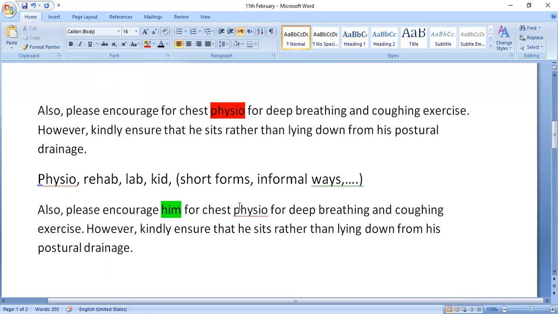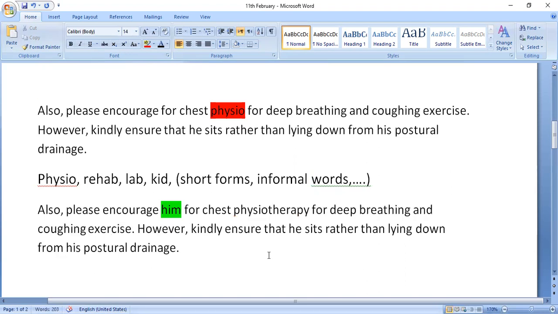Yes, excellent. Miss Farah says physiotherapy, Dr. Christine says physiotherapy, Dr. Fortune says in words in full. We can use common medical abbreviations like hypertension, HTN, diabetes mellitus, DM, blood pressure, BP. We can use these abbreviations but not these short forms. This is an informal way. So write physiotherapy. Please encourage him for chest physiotherapy.